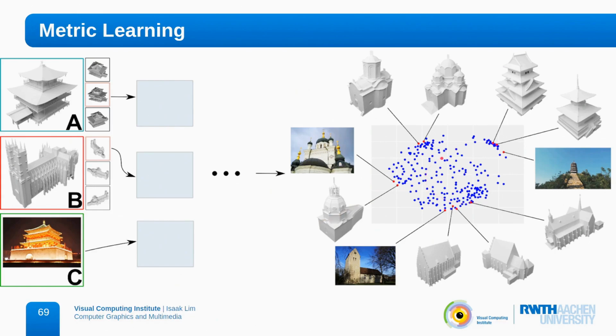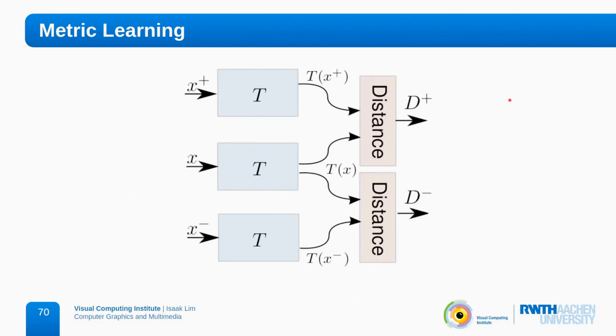And now we use our neural networks to compute encodings of these inputs, and then we want our embedding space to be such that encodings of stylistically similar shapes are placed close together, while stylistically dissimilar shapes should be placed further apart. And we implement this by making use of a triplet network architecture.